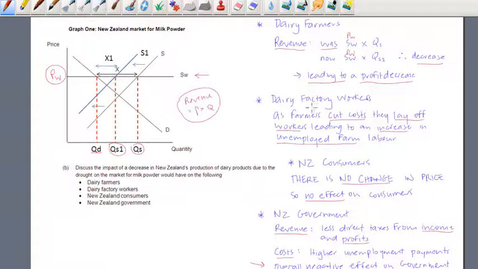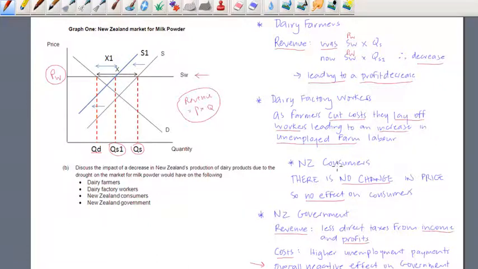Okay, so what's the impact on dairy workers? Well, as farmers try to cut costs to make up for the profit decrease, they start to lay off workers. Obviously, they are also producing less milk, so they need fewer workers. So there's a double impact on farm workers, and that is going to lead to an increase in unemployed farm labour. There'll be fewer workers required in the dairy farming industry.